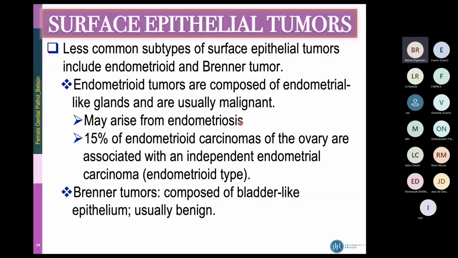So the Brenner's tumors, they are composed of bladder-like epithelium. They are usually benign. So the Brenner's tumors are benign, but these endometrioid tumors here are usually malignant, seen in the ovary.